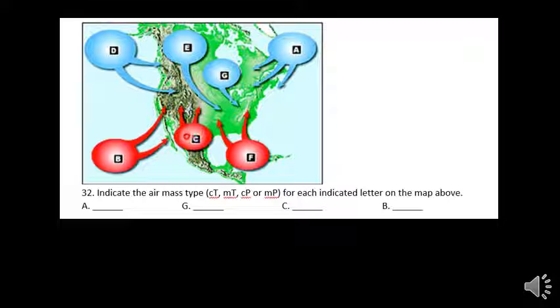Position C here, it's also down south, so it's also going to be tropical, but it's over the land. So this would be a continental tropical air mass, a cT air mass. F here in the Gulf of Mexico, this is still tropical because it's down south, but it's again maritime tropical. It's over the ocean. So this would be an mT. It's wet and it's warm.